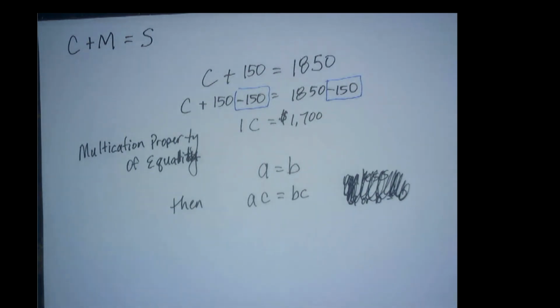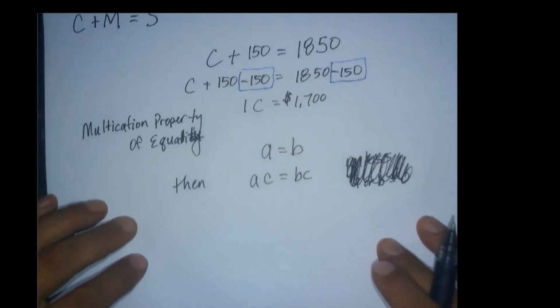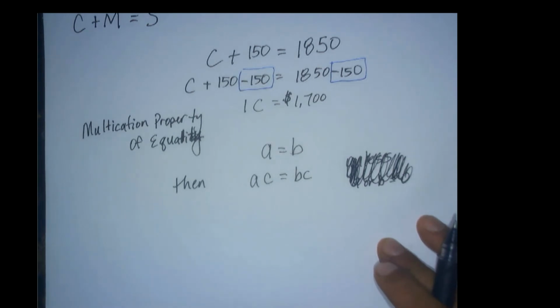Alright, so the idea here is we're going to multiply by a number or divide by a number, unless we have a fraction, and then we're going to use the reciprocal, right? So here's our first problem. I do it, you do it.